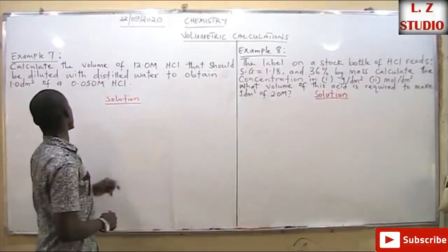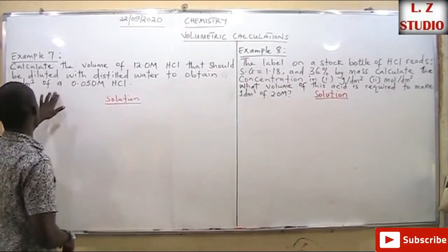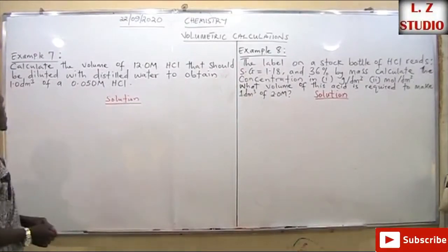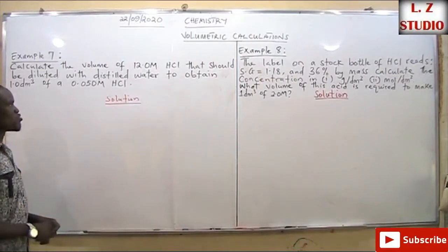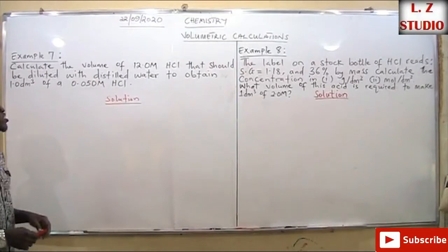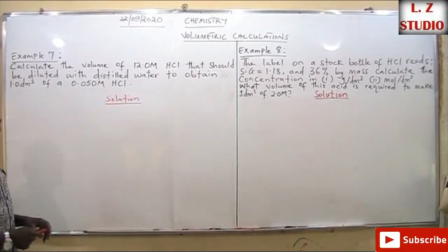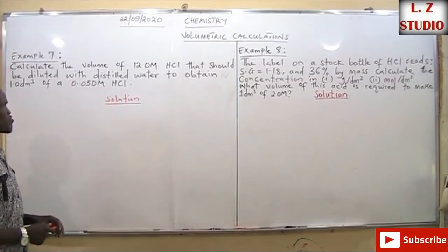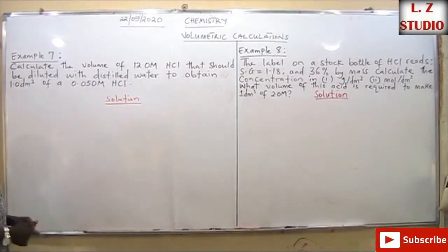So we have example 7 and 8 to take a look at this time around. Example 7 says: calculate the volume of 12.0 molar hydrochloric acid that should be diluted with distilled water to obtain 1.0 dm cube of 0.050 molar hydrochloric acid. So this example is very simple and straightforward.